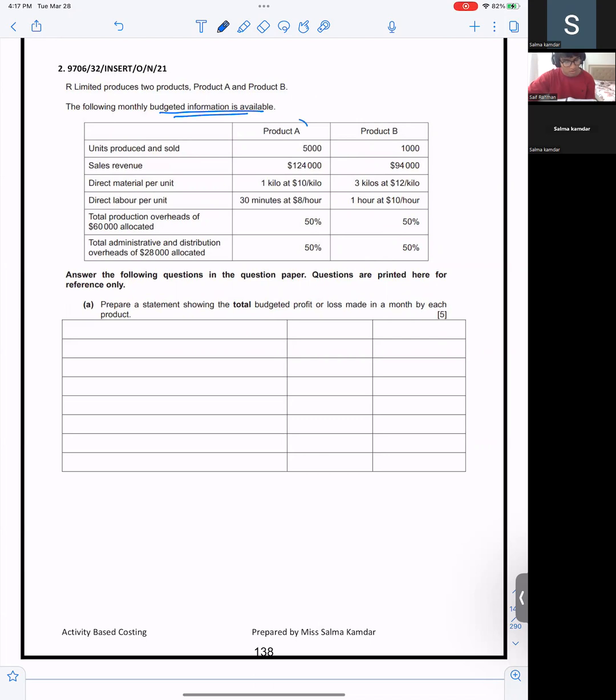Answer the following questions in the question. Prepare a statement showing the total budget profit or loss. To show the total projected profit or loss that is made in a month by each product. So how will you start? With sales. You will start with product A, product B. Okay. You can start with sales.